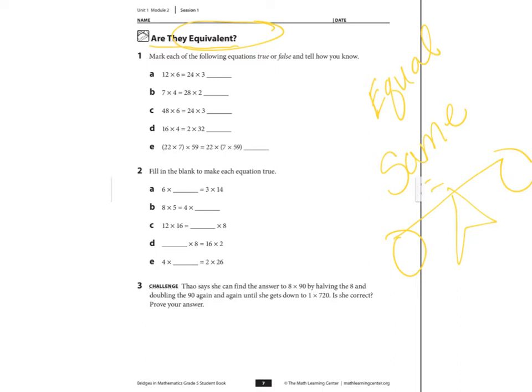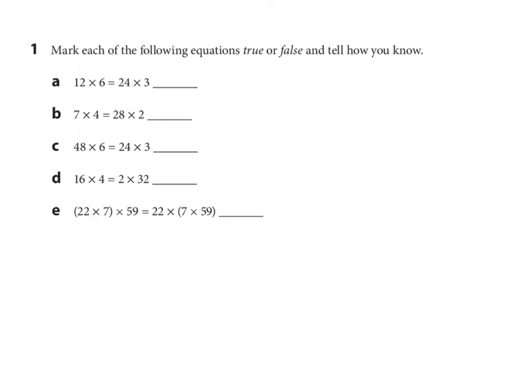Okay, so looking at this assignment, number 1 says mark each of the following equations true or false. So it also says tell how you know. What you'll be doing is using that equal sign or that same as sign. So is this side the same value as this side? You could do it a couple different ways.